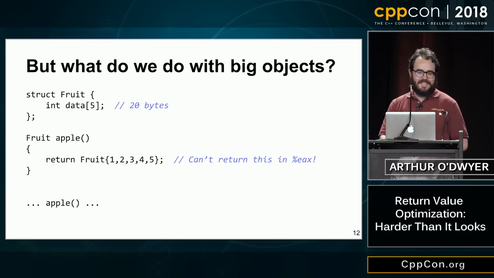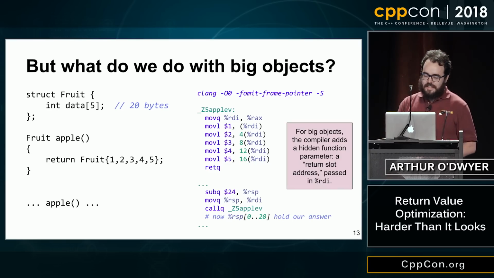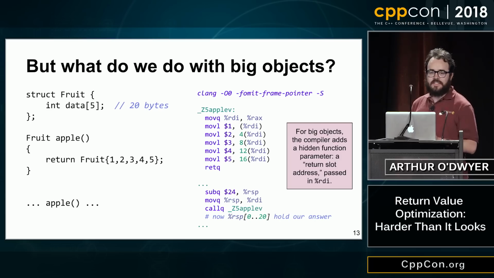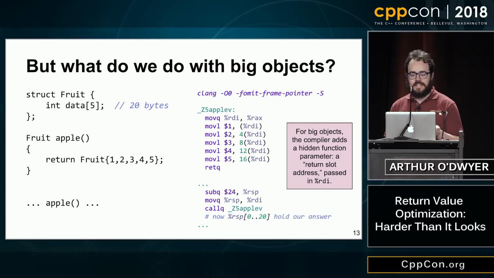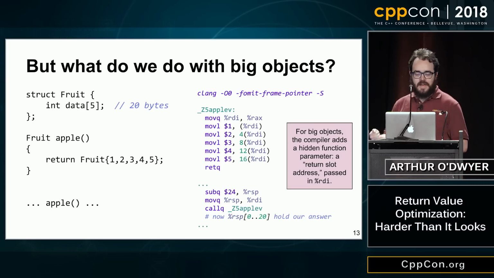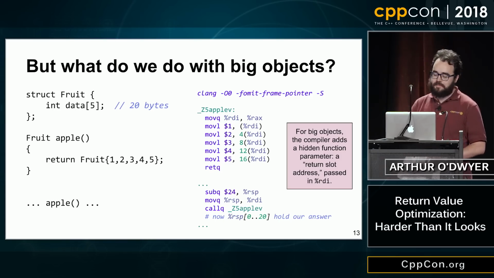What do we do with big objects? So that example was just an int. It fit in EAX, which is the traditional place we put return values, and that made it really easy. What happens if we have something that's bigger than a register? So here I have a fruit that has 5 ints. It's 20 bytes big, and we can't return it in the EAX register. In that case, we're actually going to add a hidden function parameter. We're going to put that in the first parameter of the function, which traditionally is passed in RDI. And that's going to be a pointer to the return slot, which is an area of the stack allocated by the caller of apple. They're going to allocate space for the return value, pass you the address. You're going to fill it in.